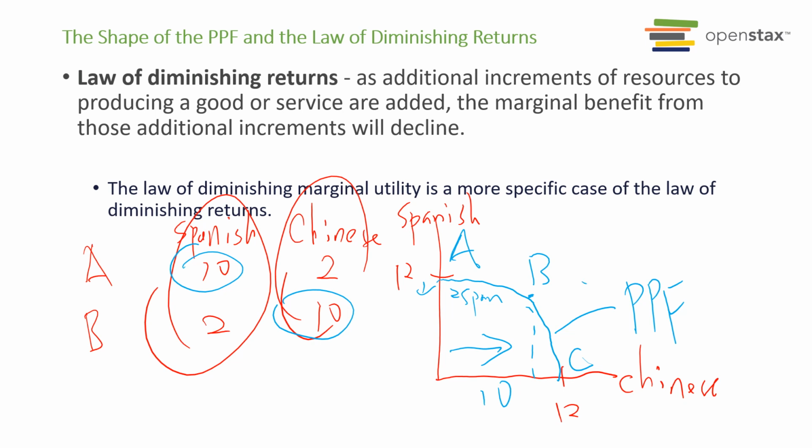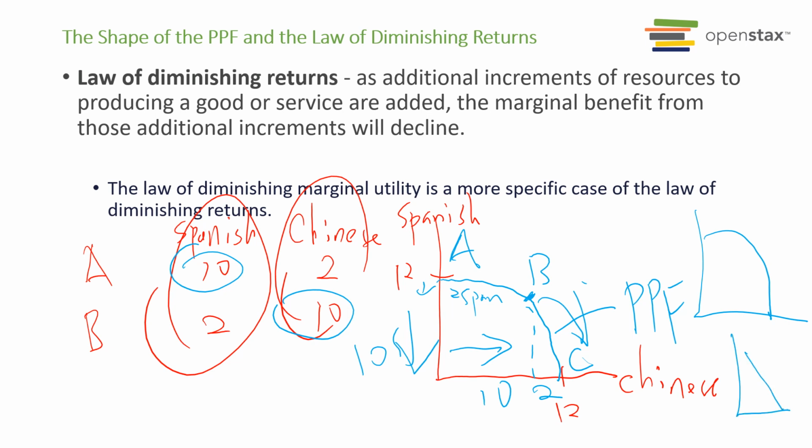But if you're already at point B and you want even more Chinese papers, then for the next point, you only gain 2 more Chinese while you're giving up 10 Spanish papers. So how much you're giving up to gain the additional Chinese paper is getting more and more and more, right? That's called the law of diminishing returns. So you're getting less return from your additional investment. Okay, so because of the law of diminishing returns, sometimes you're going to see a PPF that's bowed outward. That's the law of diminishing returns. If it's a straight line, that's a constant return.